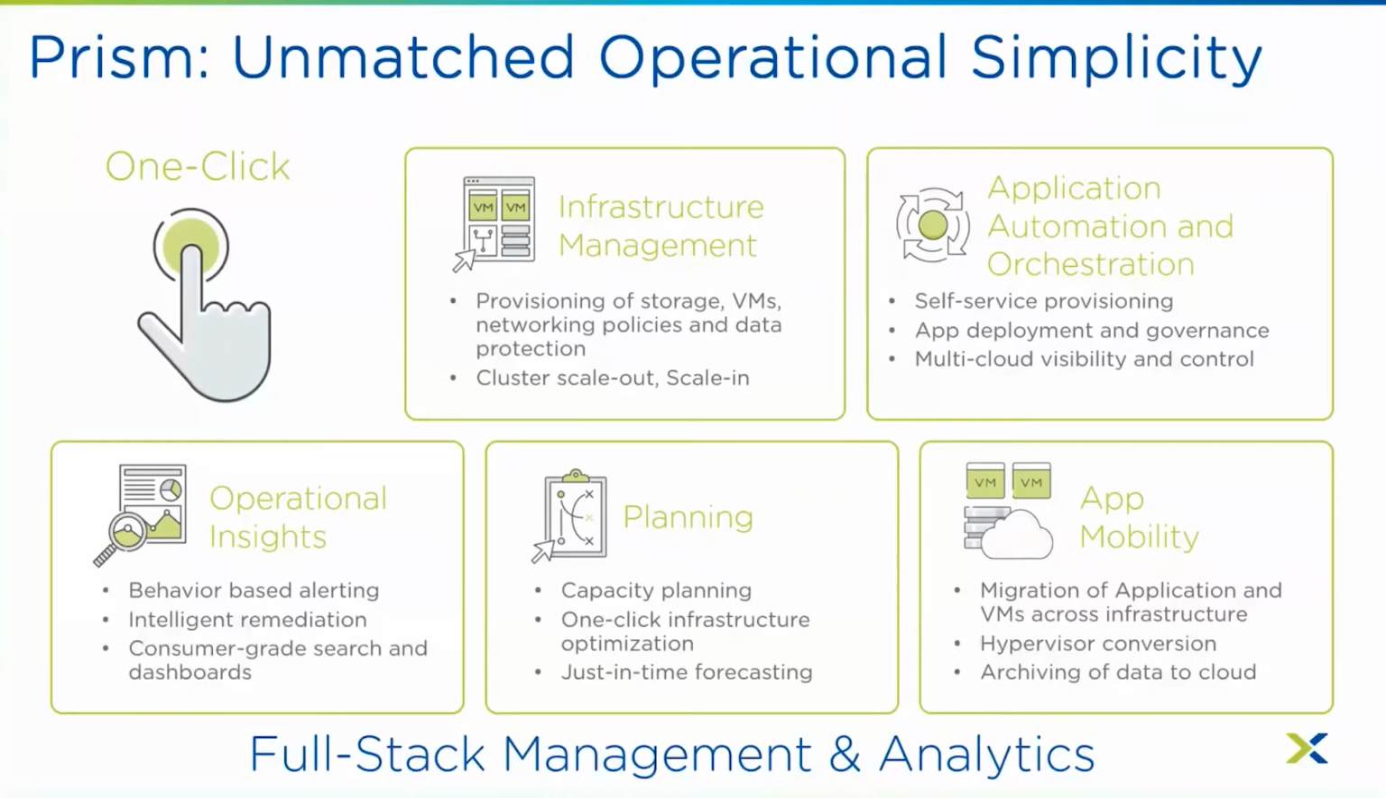Prism is also the gateway for access to other products within our portfolio. Meaning, one example is if I want to do any type of, let's say, application automation and orchestration, that type of feature functionality would align to our Calm product, which is Cloud Application Lifecycle Management. And Calm itself would be accessed via the Prism console or the Prism UI.